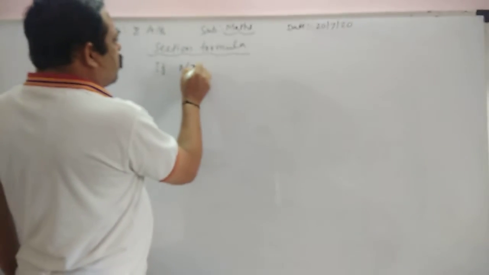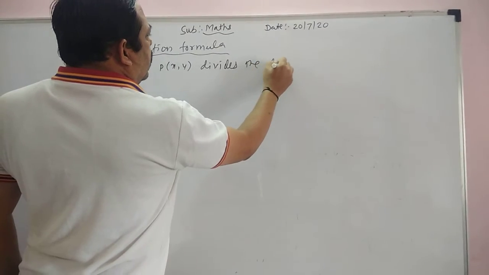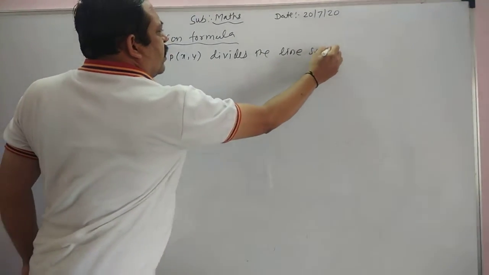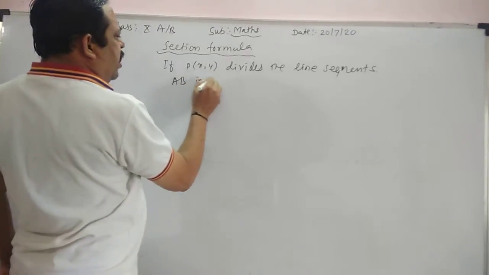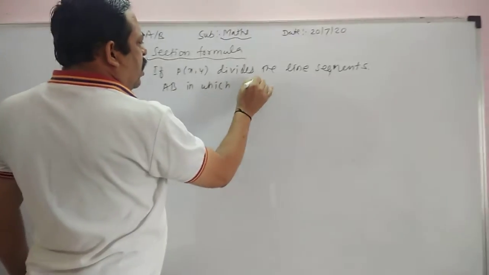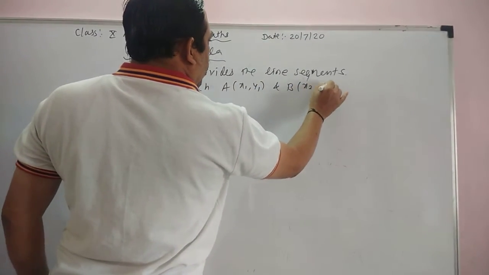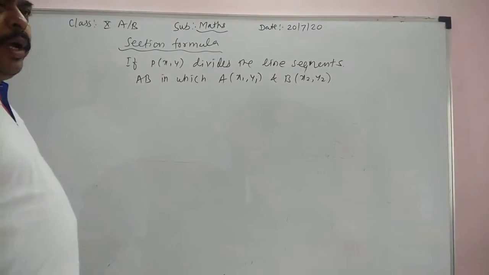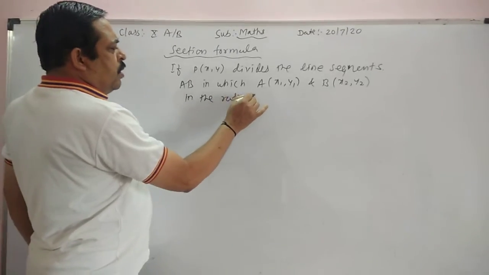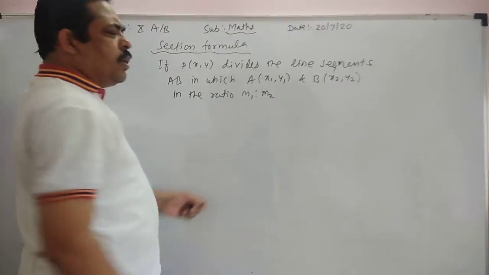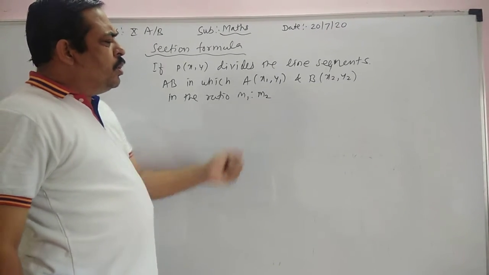If P(x, y) divides the line segment AB in which A is equal to (x1, y1) and B is equal to (x2, y2) in the ratio m1 as to m2. In some books it is given as m as to n, in some books it is given as m1 as to m2.